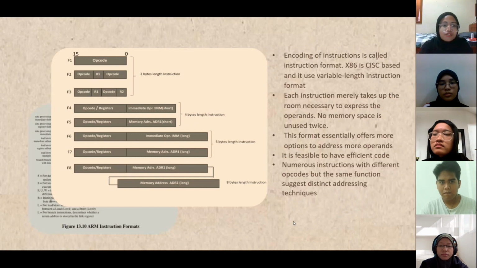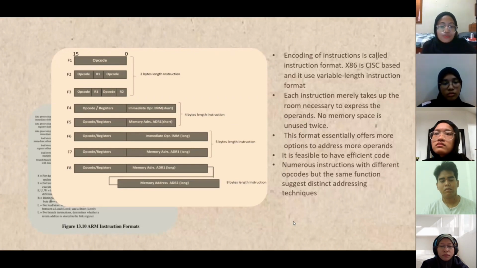So from the figures, we can see F1 is opcode. We have only 2 byte length instructions. It may have implied data or register operands. So opcode is a task to be performed by the CPU, and from F4 we have register to register. So we have 4 byte length instructions, and for F6 we have 5 byte length instructions, and F8 we have 8 byte length instructions.